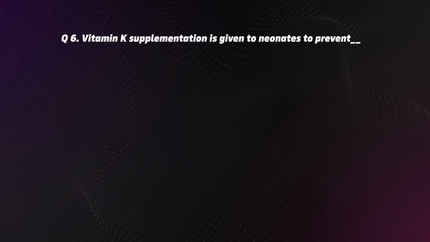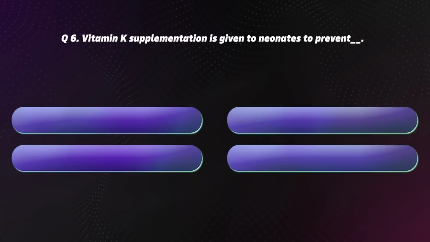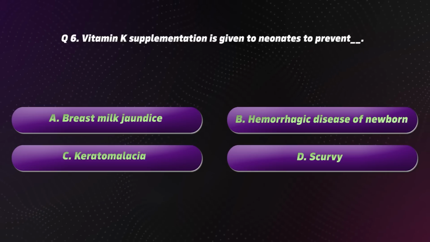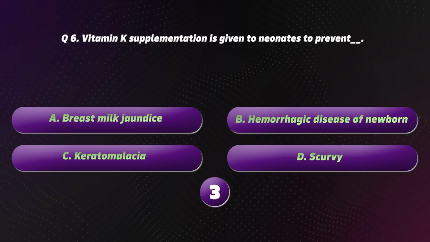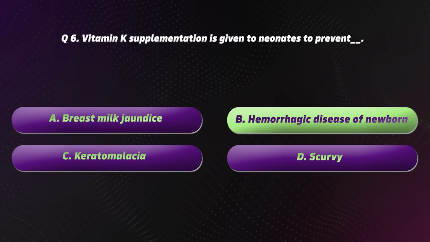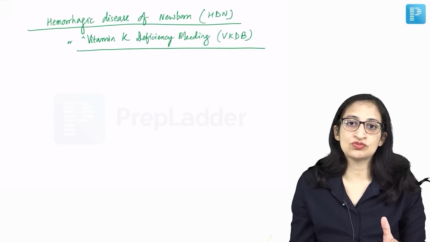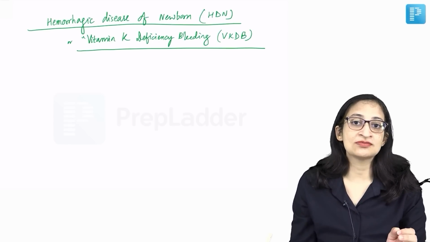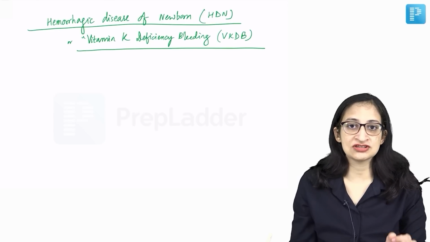Question 6. Vitamin K supplementation is given to neonates to prevent? Here are the options. A. Breast milk jaundice. B. Hemorrhagic disease of newborn. C. Keratomalacia. D. Scurvy. And the correct answer is option B. Hemorrhagic disease of newborn. Here's the explanation. This hemorrhagic disease of newborn is basically due to the deficiency of vitamin K. And that is why the new name for this disorder is vitamin K deficiency bleeding.